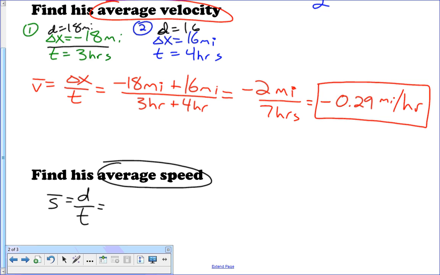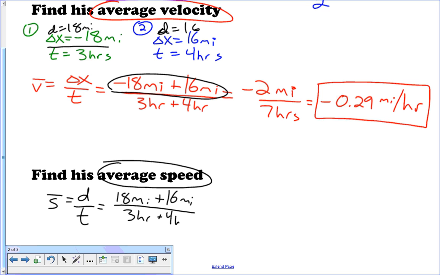To find the average speed for the whole trip, I'm going to do distance, which is 18 miles for the first chunk plus 16 miles for the second chunk. Notice it's the same as what I did up here, but without the negatives. And then the time is still 3 hours plus 4 hours. So we end up getting 34 miles in 7 hours. Divide it out, and you get 4.85, 4.86, I guess, 4.86 miles per hour.